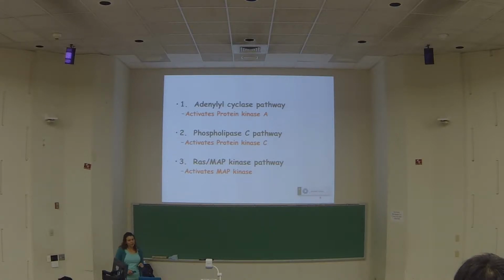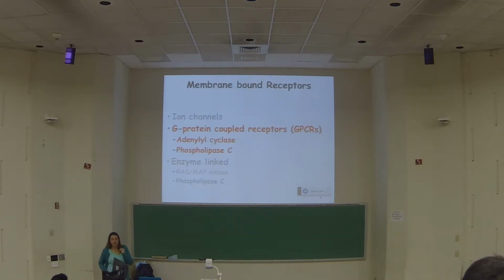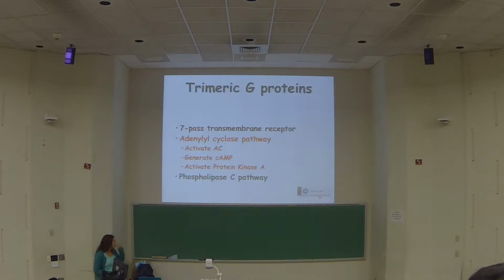We have made it through what a G protein coupled receptor is and sort of the generalities of that signaling pathway. We've made it through adenyl cyclase. We will talk about the phospholipase C pathway today. And actually, we'll talk about two different ways that that phospholipase C pathway can be activated.